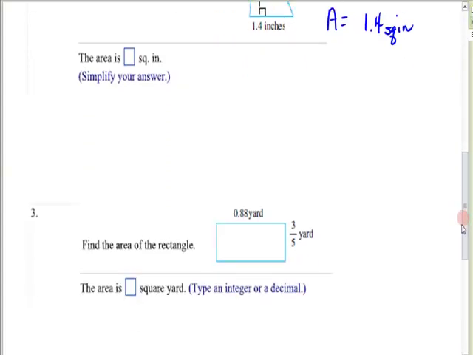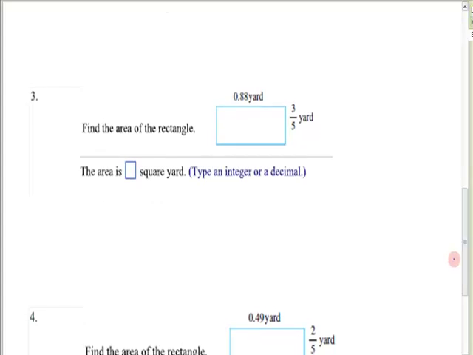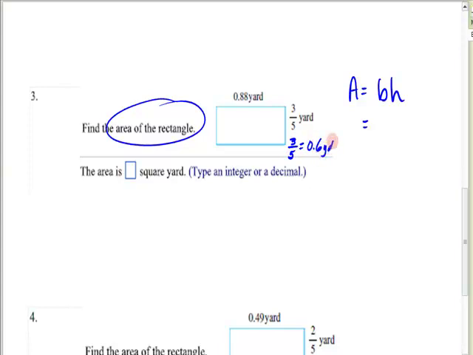All right, let's look at number 3. Oh, this is not a triangle. This is a rectangle. So area is simply base times height. I can either do my work in fractions or in decimals. It's not usually a good idea to mix them. So I'm going to take 3/5 and change it into its decimal form. 3 divided by 5 gives me 0.6 yards.